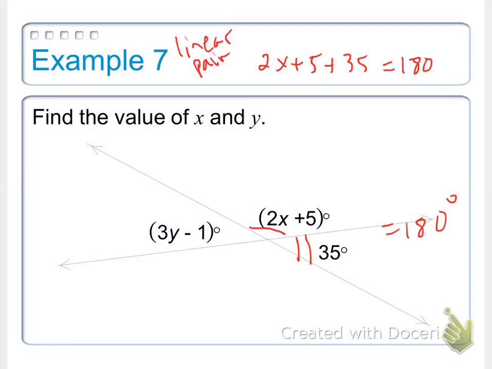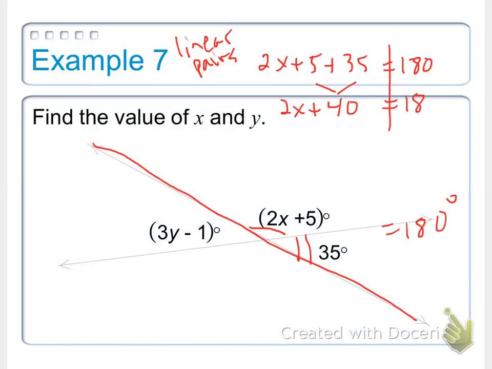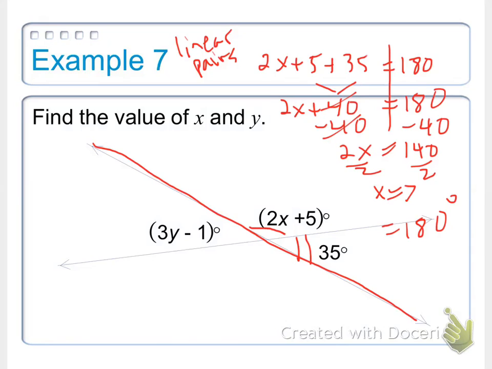Okay. People a lot of times ask me, well, how do you know that? Well, I know that they sit on this line here and they're adjacent to each other, so they have to add up to 180. Okay, so let's solve this thing. So I draw in my sides and I get 40 plus 2x equals 180. I subtract 40 from both sides and I get 2x, those go away. I get 2x equals 140. Divide by 2, x equals 70. So x is 70 degrees.